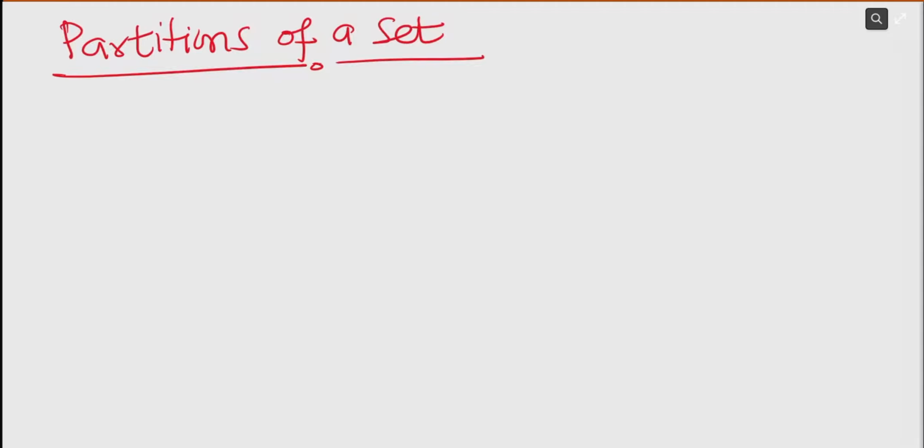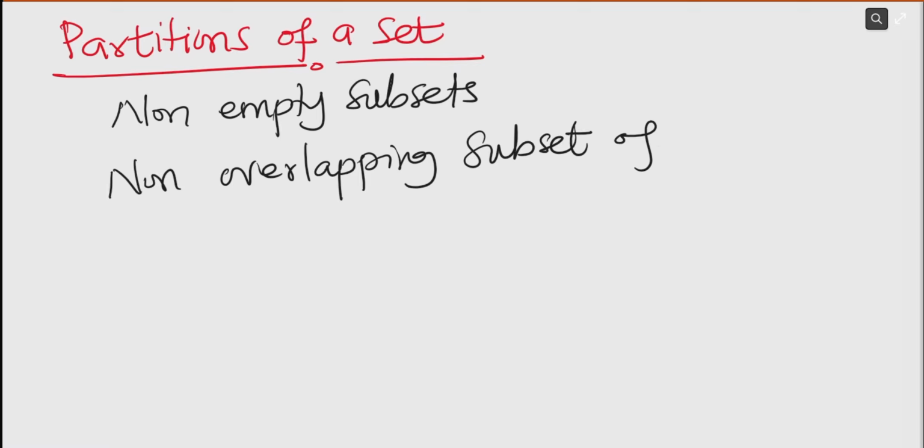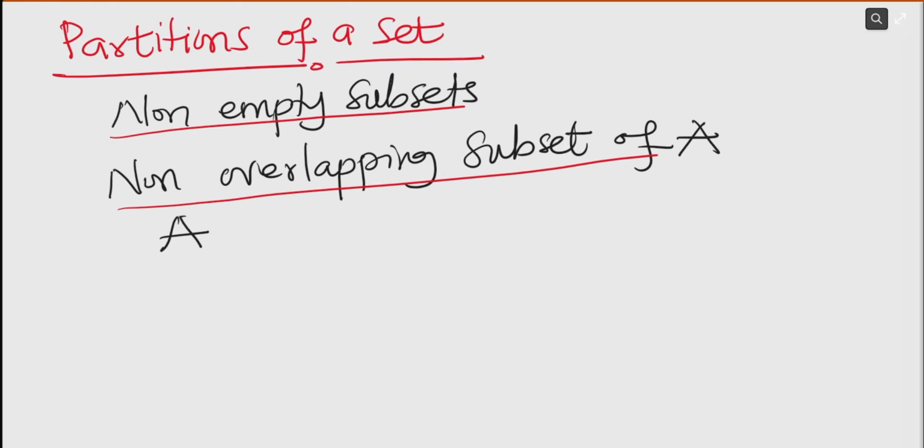Partitions of a set. Partitions of a set A is simply non-empty and non-overlapping subsets of A. What this means is that if we take a set A and we want to partition it, we generate non-empty subsets and non-overlapping subsets of A.